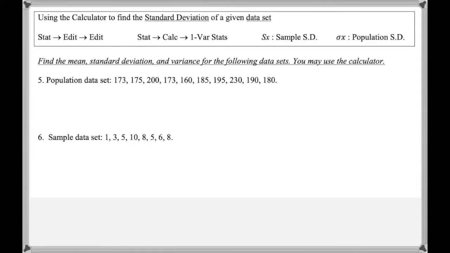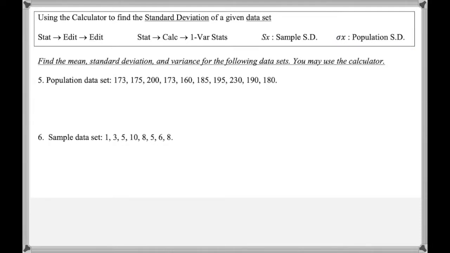Next, I want to show how you can use the calculator to find the standard deviation. And it's really in the same spot that a lot of our other information is, and that's the 1-Var Stats. So inside the 1-Var Stats, S is the sample standard deviation, and lowercase sigma is the population standard deviation.